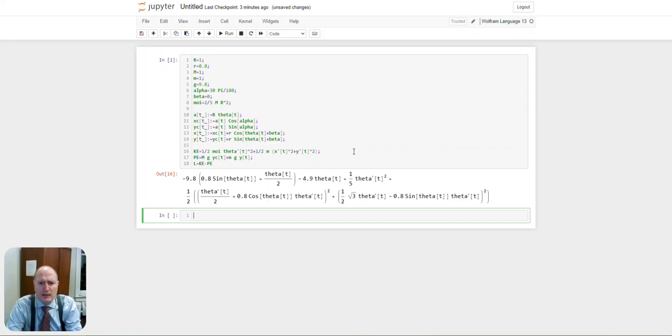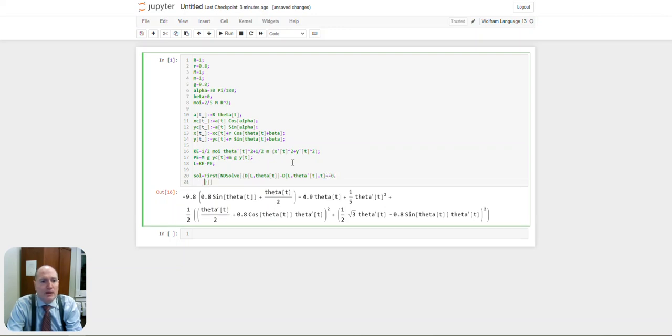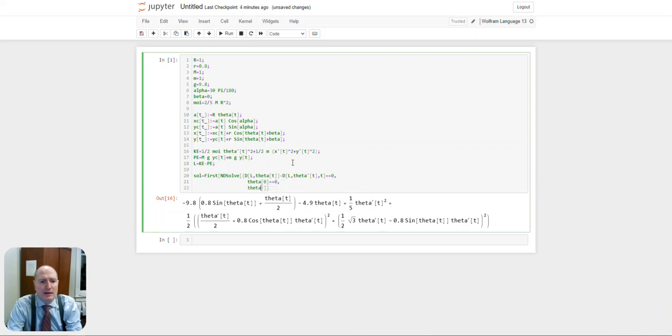Why is there a square root of 3? Why in the world would there be a square root? Oh, it's because we did exactly 30 degrees here. I bet you anything. All right, that's cool. And then we're going to say sol equals first NDSolve, the usual business of what do we want? We want the derivative of L with respect to theta minus the time derivative of the derivative of L with respect to theta prime equals 0. Then we also need to say that theta at 0 starts at 0, and theta prime at 0 starts at 0. Solve for theta, please. And let's just go out a tiny little bit of time, t from 0 to 1. Let's just see if it fails.